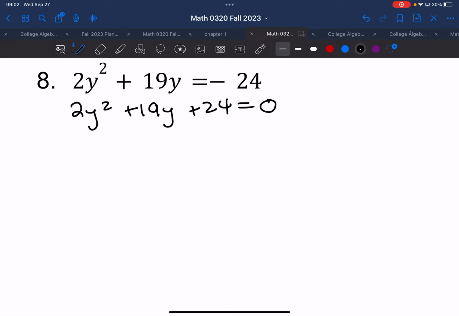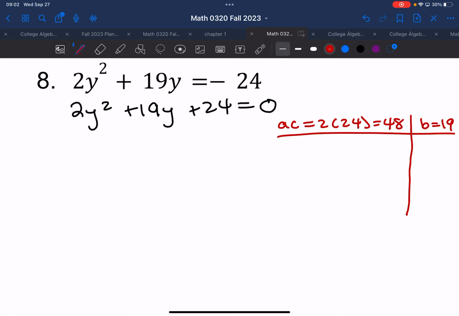Then once I have this, I always check if I can take out a GCF. Can I from 2, 19, and 24? No, I can't. So then I just continue on doing my factor by grouping. So I do my a times c. So a times c is 2 times 24, which is 48, and my b value is 19. So two numbers that multiply to 48 but add to 19?